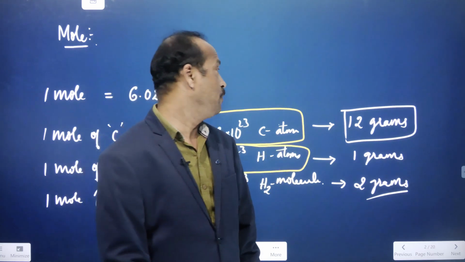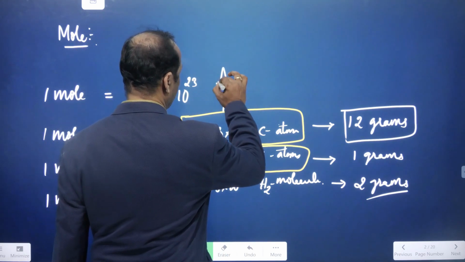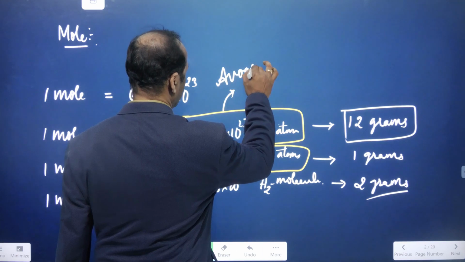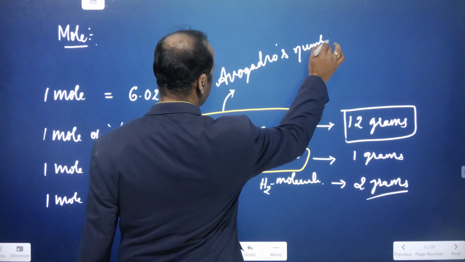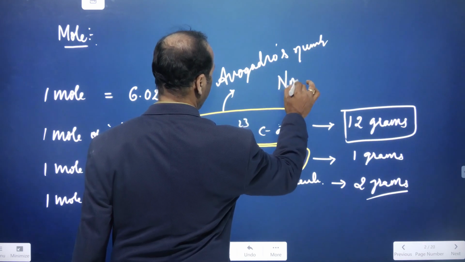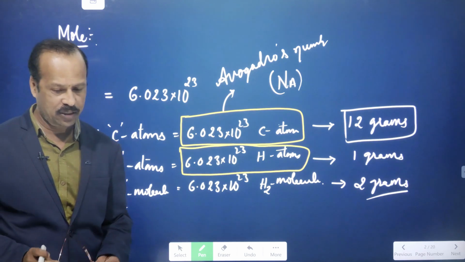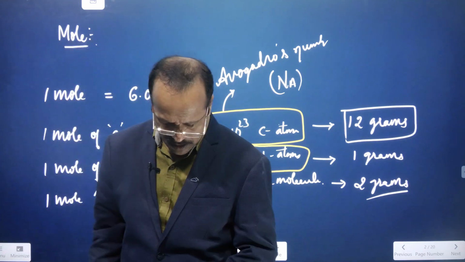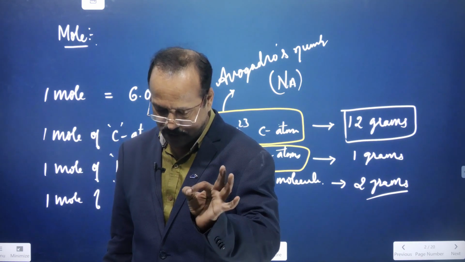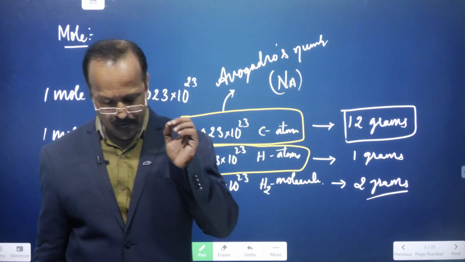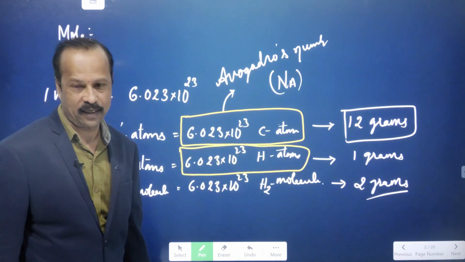Clear? So the number is fixed and this number is called Avogadro's number. What is called Avogadro's number? It is denoted by Na. This number is very important, students. You can see in the material page number 101. The number of entities in 1 mole of a substance is known as Avogadro's number, and it is denoted by N or Na. Anything we can write.